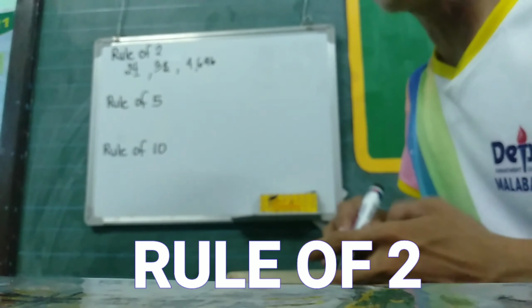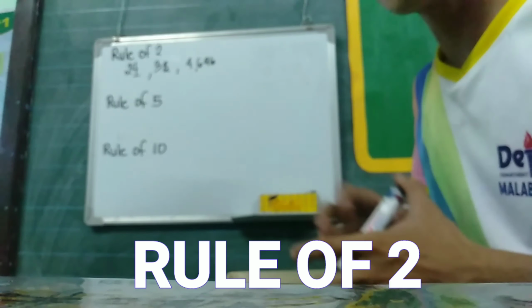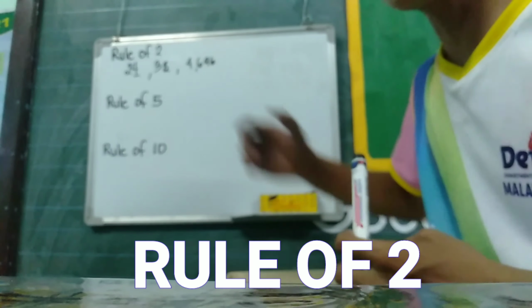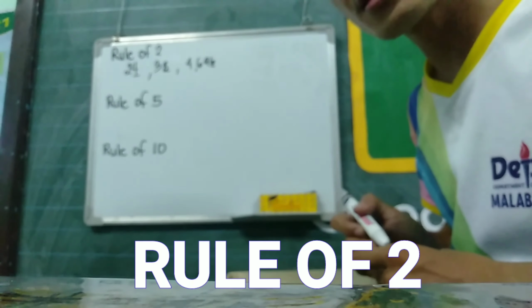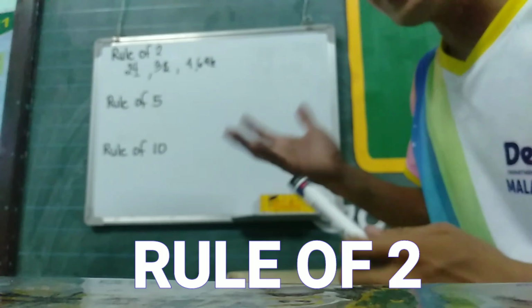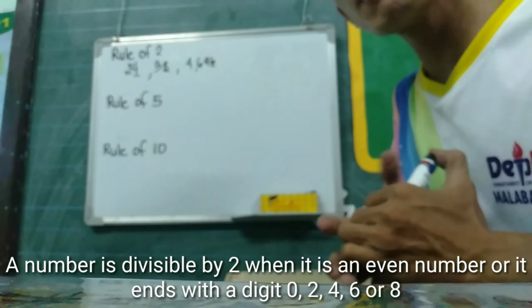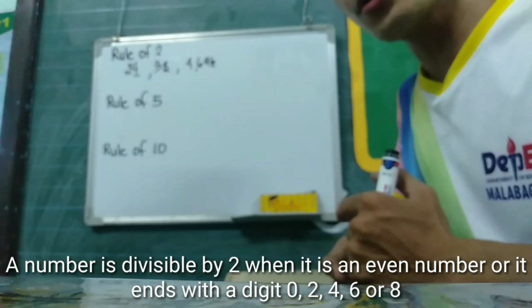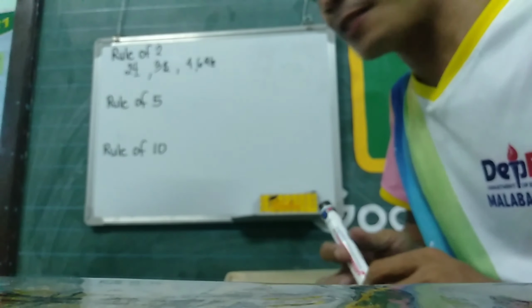Another one is 4,696. Is it divisible by 2? Yes, divisible by 2 because it is an even number, or it ends with a digit 6. So, as I said, the rule of 2 states that a number is divisible by 2 when the last digit of a number ends with 0, 2, 4, 6, or 8.